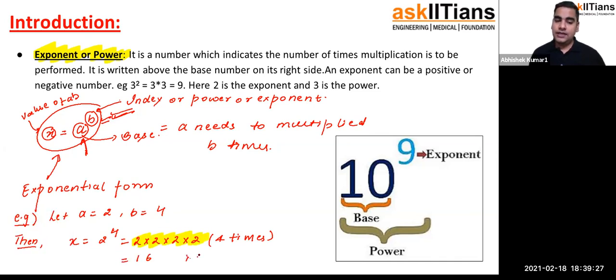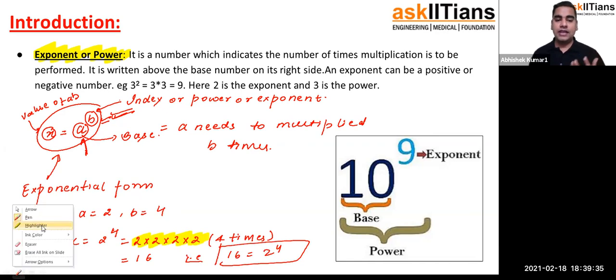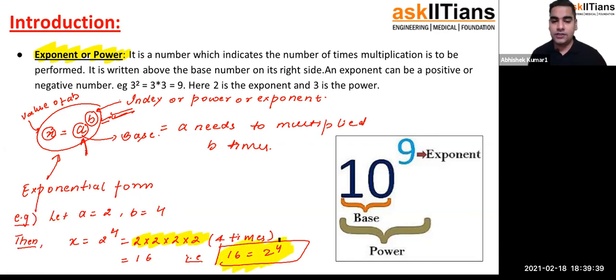So this form that I got here, 16 equals 2 raised to the power 4, this form is the exponential form, and the result or the answer which I got after evaluating 2 raised to the power 4, that is 16, is the answer to this problem which I have taken. So this form that you have here is called exponential form. It should be very clear to you.